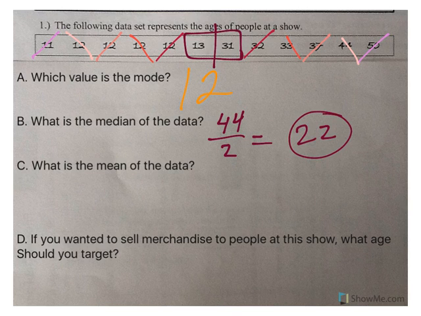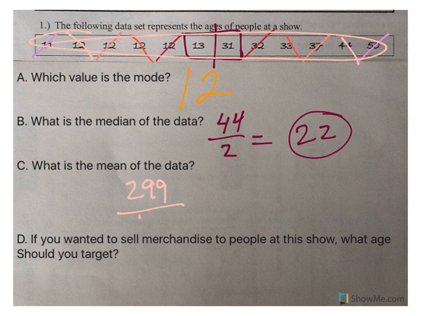To find the mean, I'm going to add all of these numbers together. So when I add them all together, all of these numbers, I should get 299, and there are 12 numbers. So my mean is 24.94.